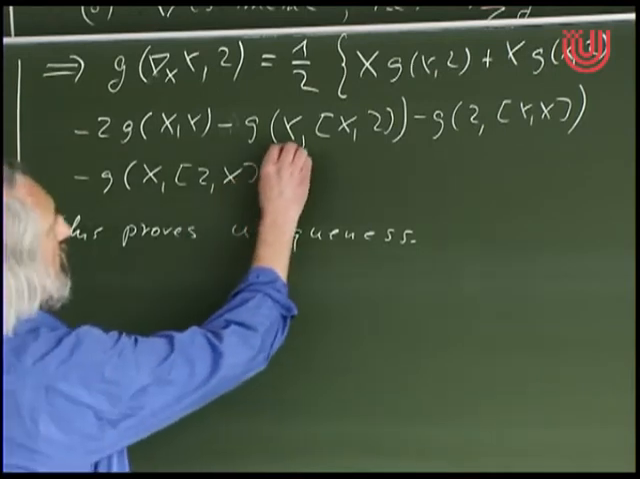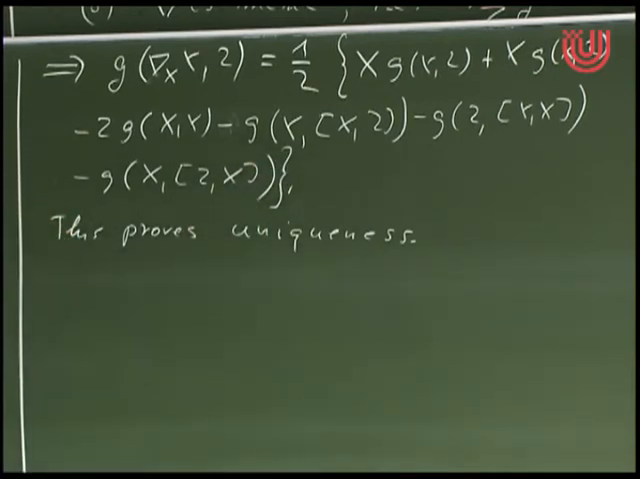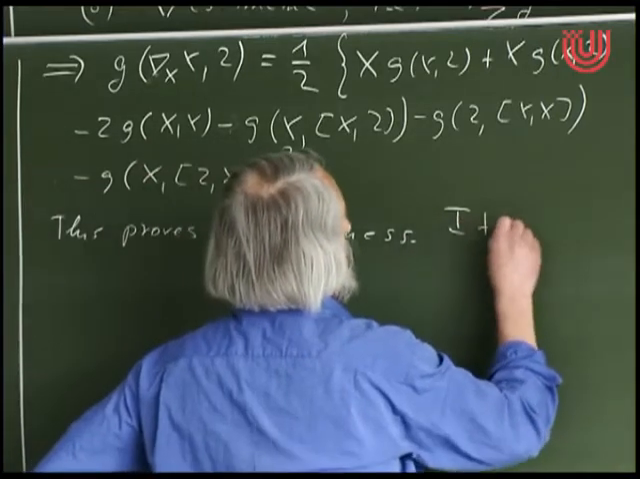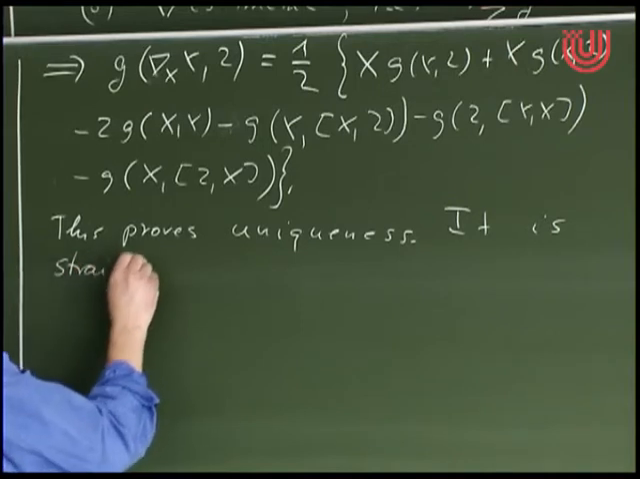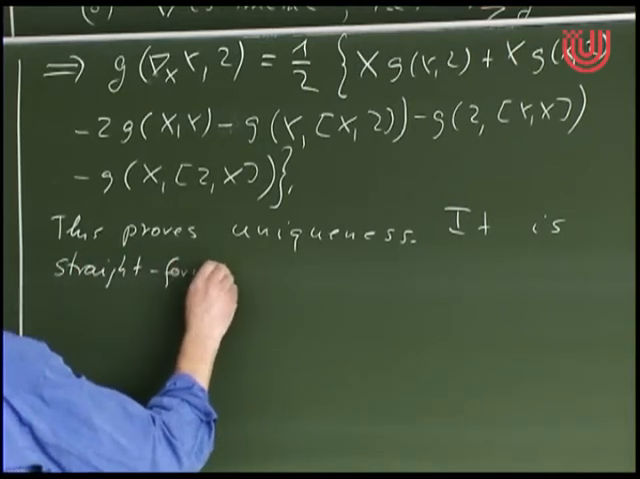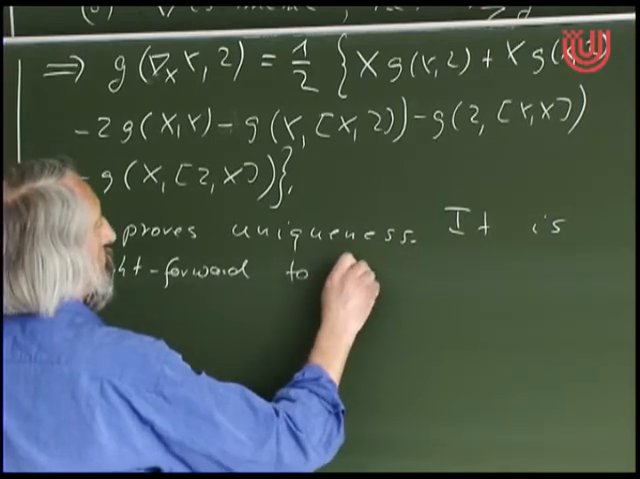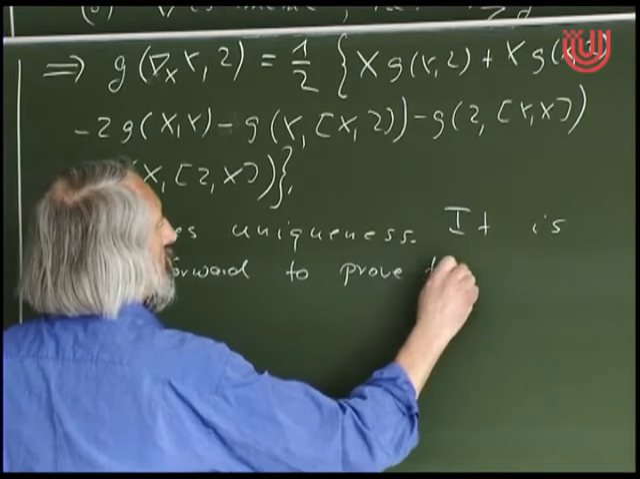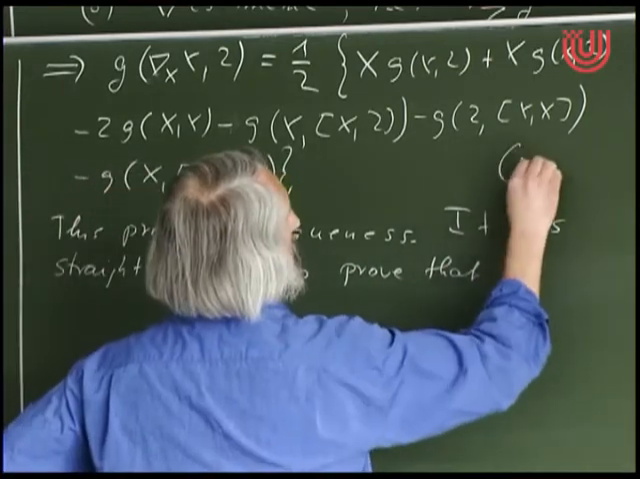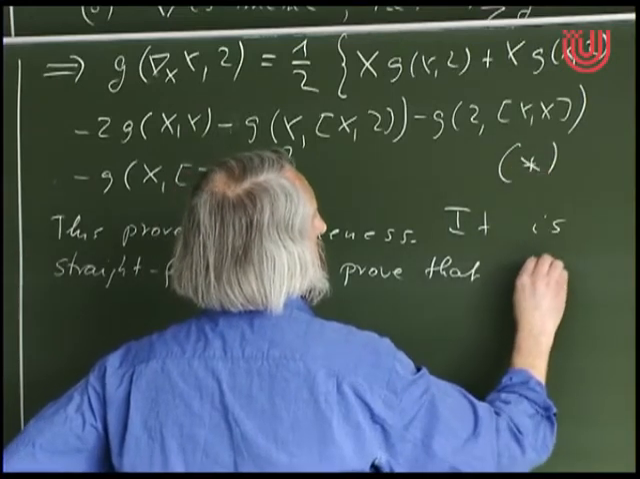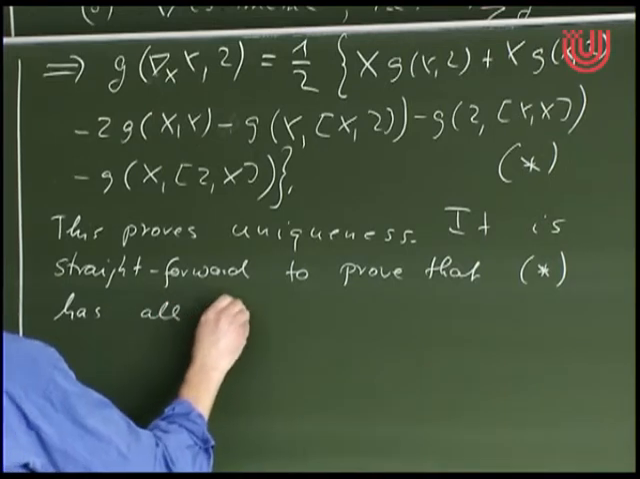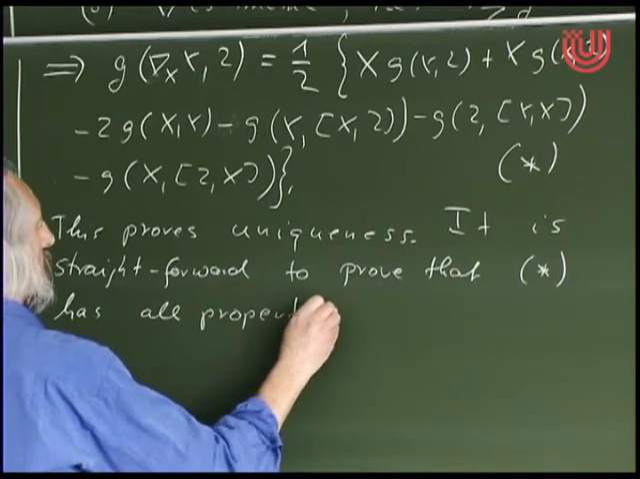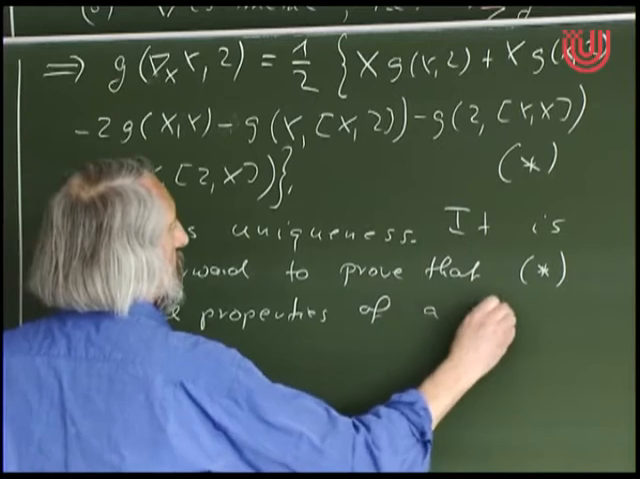There's a bracket missing, I just see. So I just write it as straightforward. To prove that this equation here, let's call this star, that star has all properties of a covariant derivative.